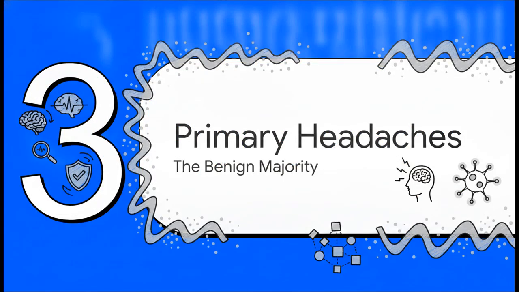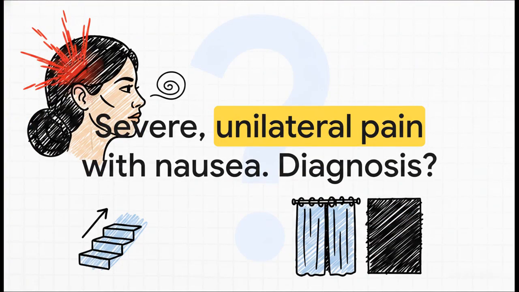Section 3. Profiling Primary Headaches, the Benign Majority. Now, if the vitals are perfectly stable, the neuro exam is completely clean, and the SNOOP 10 red flags are nowhere to be found, we transition to profiling primary headaches. These are the disorders not caused by some underlying structural etiology. Let's run through some rapid-fire clinical cases to get our reps in.